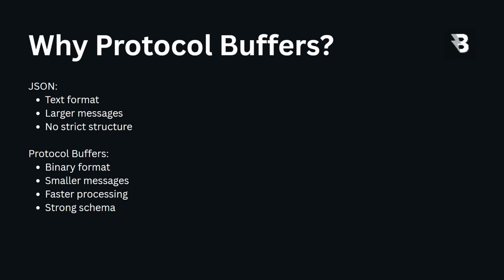Next, let's look at why protocol buffers are used. First, we should understand JSON. JSON is in text format, it takes a large space, and it has no strict structure. And this is where protocol buffers come into play. It is of binary format, so the messages are much smaller and faster to process, and it follows a strong and strict schema.